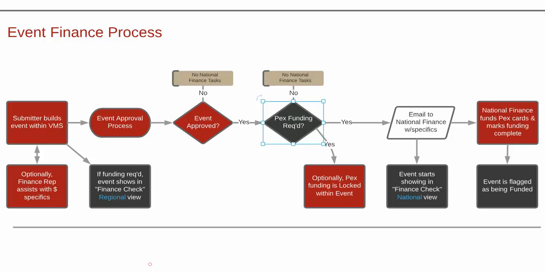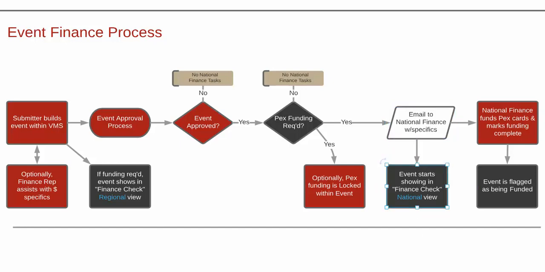Inside the actual finance form inside the event, there's a number of different categories of funding. For national finance, their primary concern is whether or not there's any PEX funding requested. If not, then there's nothing else for them to do, and in fact, the event likely won't even show up on their radar. If there is PEX funding required, then an email is going to go out automatically to national finance, which will show them that there is something that they need to fund.